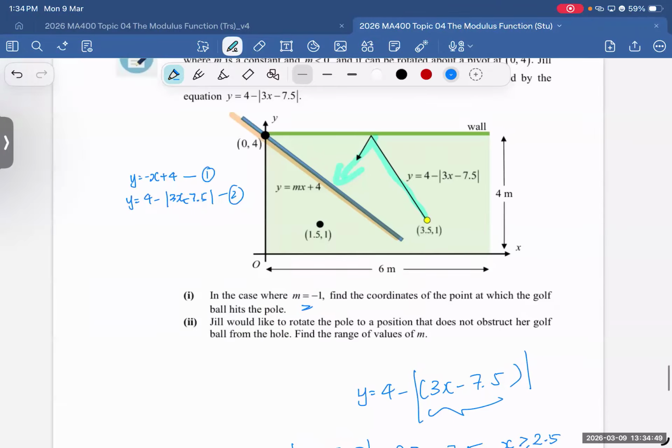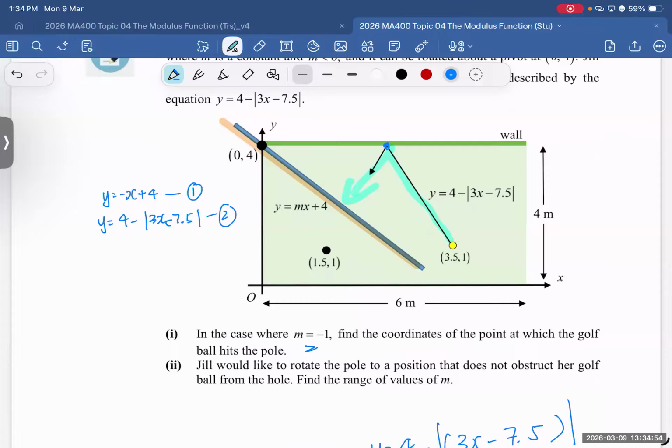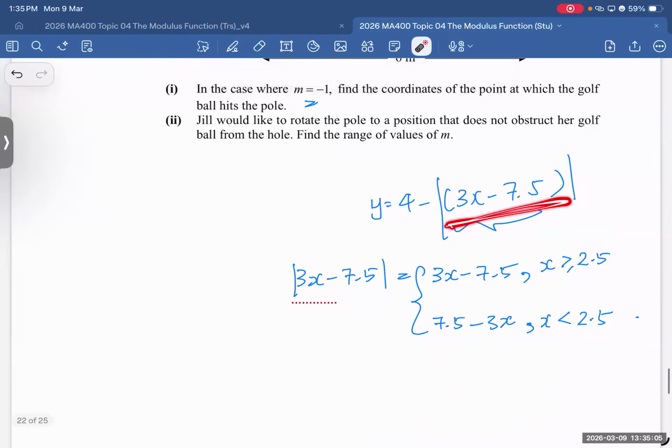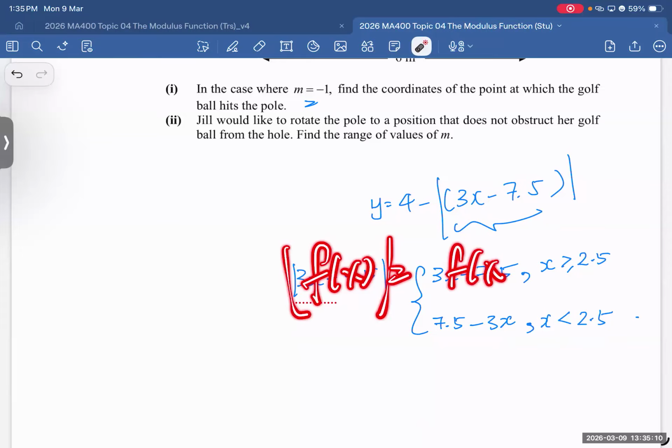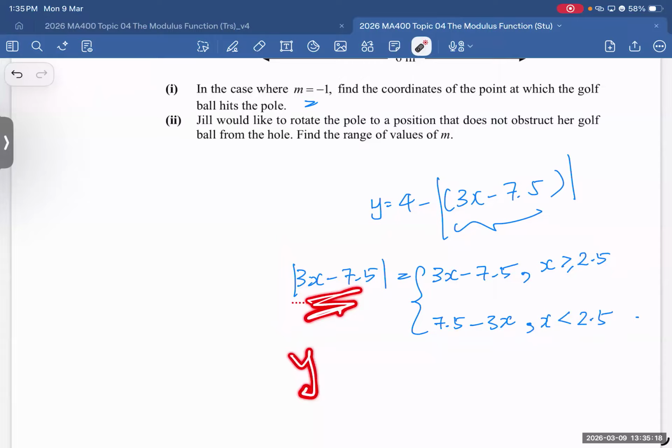So the modulus here, this is the point, 2.5, 4. Now, when I look at a modulus, you go back to the definition. The modulus of f(x) could either be f(x) or the negative of f(x), when f(x) is more than 0. So here you can see that this y value can either be itself when x is more than 2.5, or it can be the negative of itself when x is less than 2.5.